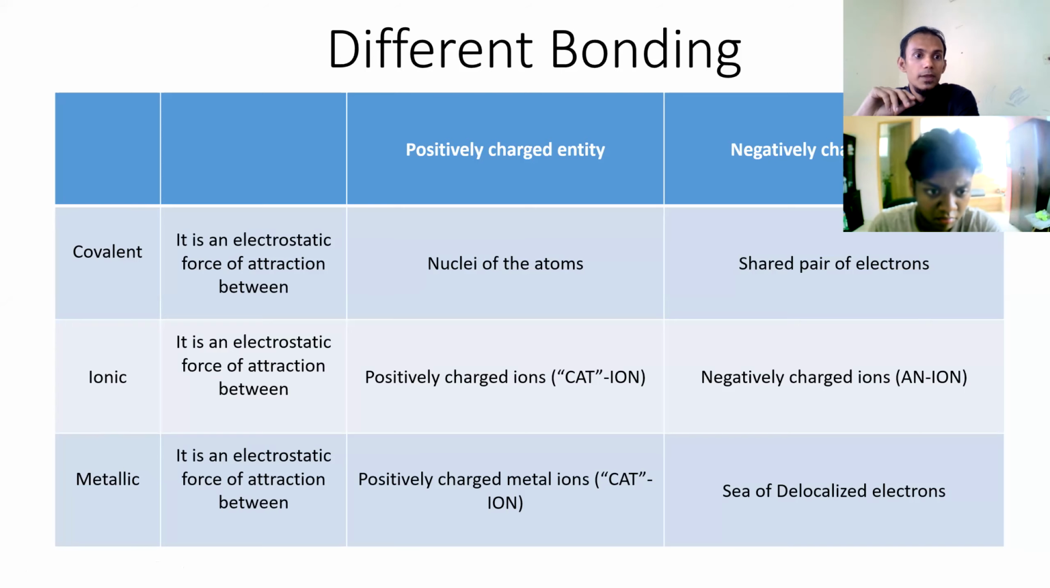Okay, so the different types of bond I have said are covalent, ionic, and metallic. And all these three, how do we start the definition? It is an electrostatic force of attraction.